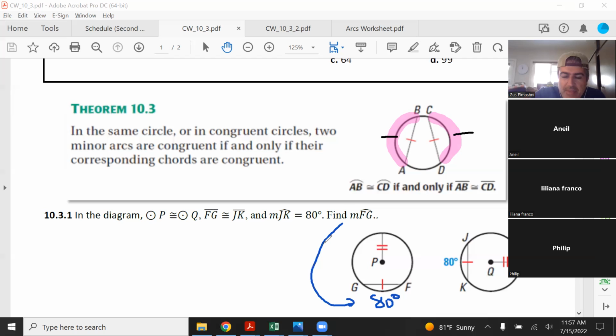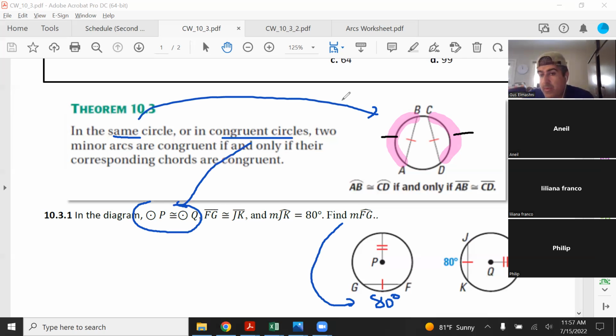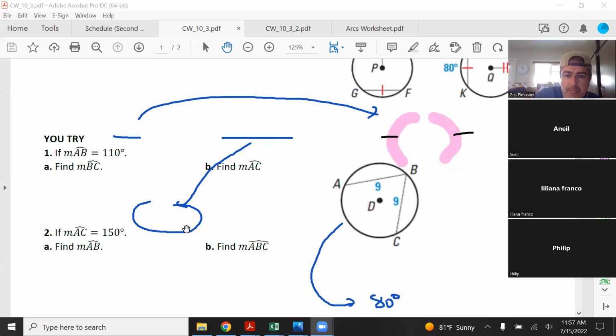They give you arc JK. So there, you have the same circle. So in the same circle or congruent circles, obviously this case is congruent circles, this case, that was the same circle. If both chords are the same, then the arcs they form are the same, or if both arcs are the same, then the chords that form them are also the same. So that's the concept here.